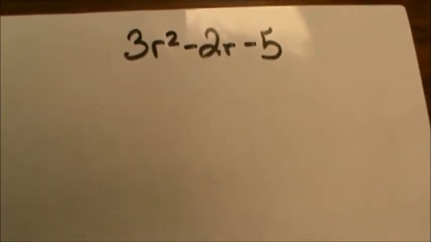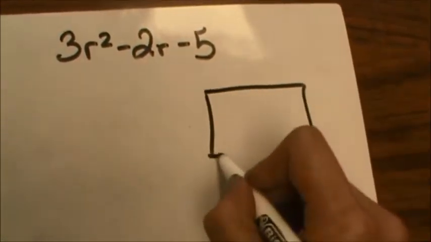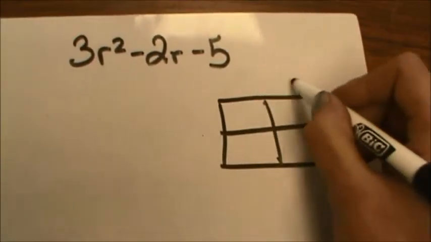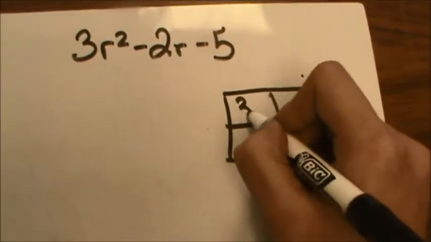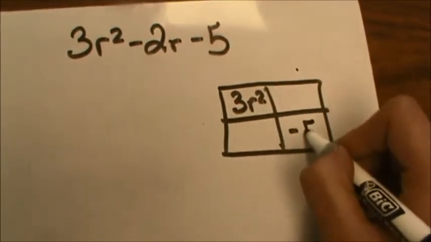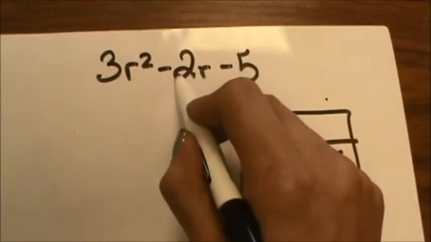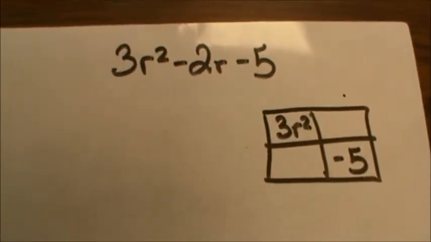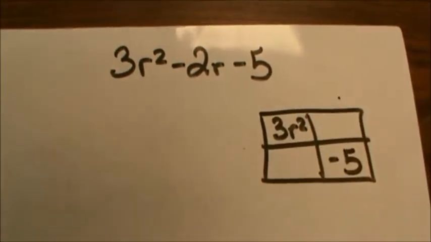So what am I looking for? Well, if we go back to how we originally multiplied binomials together, I'm looking for something that, with whatever is on the outside and the side, or the top and the side, I get a 3r squared here and a -5 here. I'm not sure what goes here, but I know that combined together they'll be -2r. So the question is, what goes here? So we can figure out what goes on the outside.